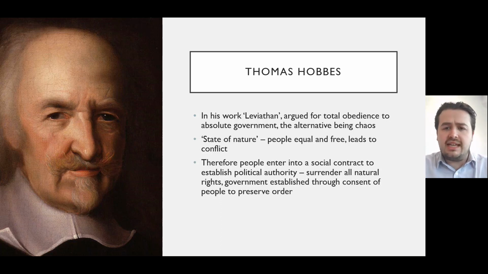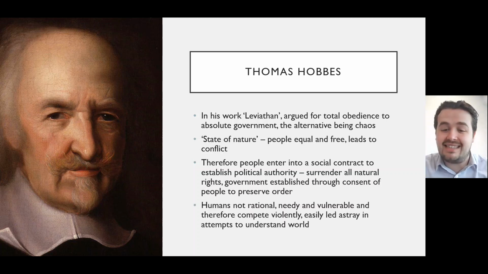Therefore, what Hobbes says is that people enter into a social contract with the government to establish political authority. So you surrender all your natural rights, but your government is going to be established through the consent of the people to preserve order. So you can still vote out government if needed, because it is by consent. Hobbes also says that humans are not rational, they're needy, they're vulnerable, and therefore they compete violently as well. Humans, to Hobbes, are pretty easily led astray in their attempts to understand the world, because humans don't understand the world, Hobbes says. So if you just leave them alone, well, I'm going to try and work it out for myself, but that might not always lead to the best conclusions.